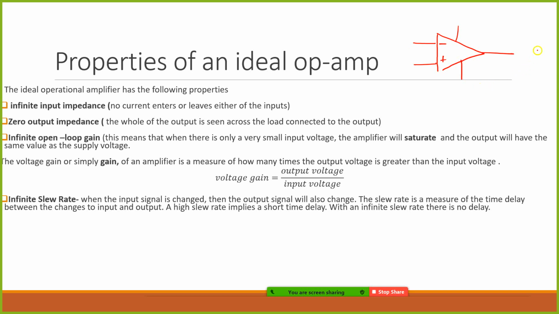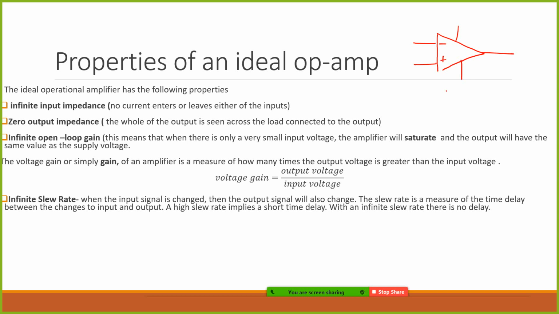So what they're now saying is that at the output there is zero resistance. If there is zero resistance, what that means is that there's nothing that is going to be stopping the current from flowing through the output. So what it says here is that the whole of the output is seen across the load connected to the output. It just tells us that there's nothing that is going to prevent my output from coming out, right? So there's no resistance at the output, according to them. Zero output impedance.